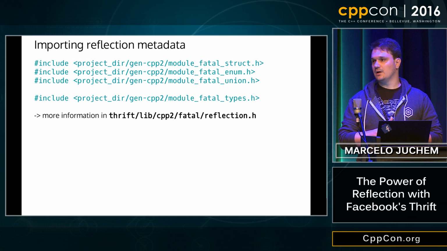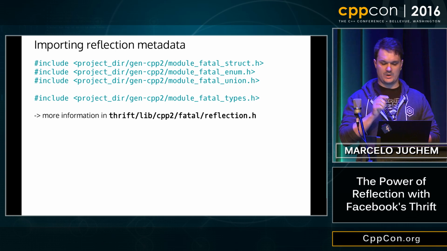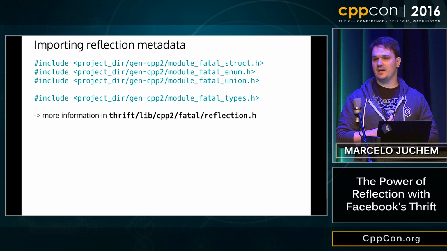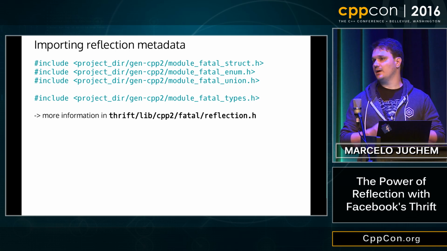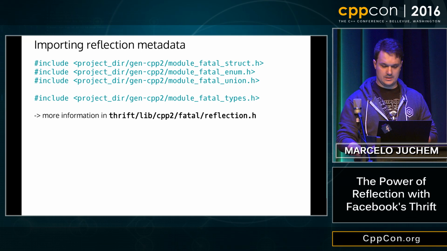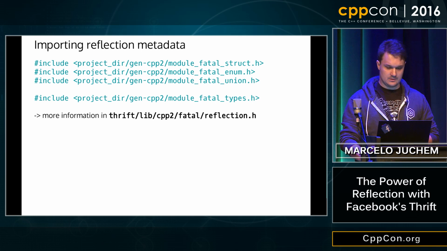The main header for reflection is called reflection.h. By the way, the path is also going to change from fatal to reflection. But reflection.h contains a lot of documentation inline that you can simply take a look at. It explains how to generate this metadata, how to include this metadata, and how to troubleshoot in case there are problems. Information is all there.